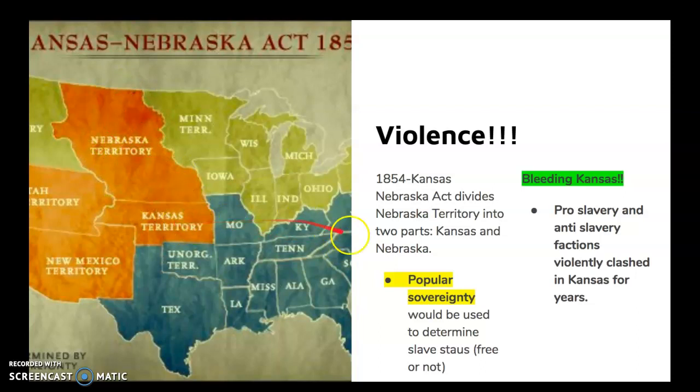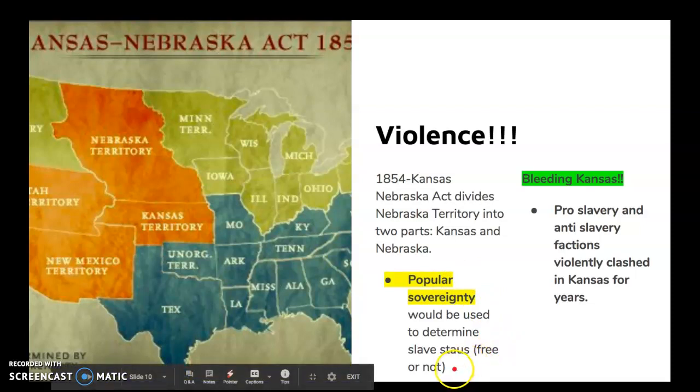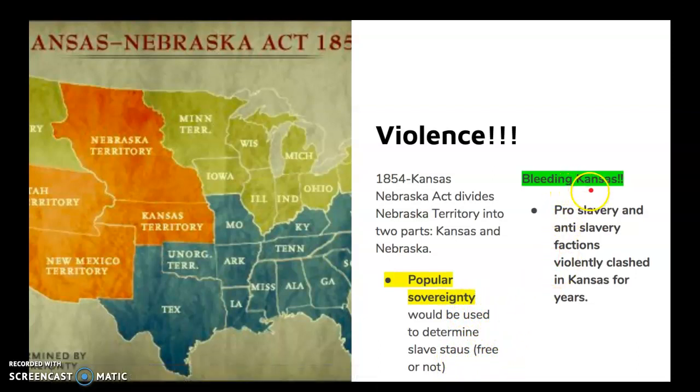So the idea was that they would use popular sovereignty to determine if these were going to be admitted as territories that allowed slavery or territories that banned slavery. Popular sovereignty means people vote for their preference. So this leads to something called Bleeding Kansas.